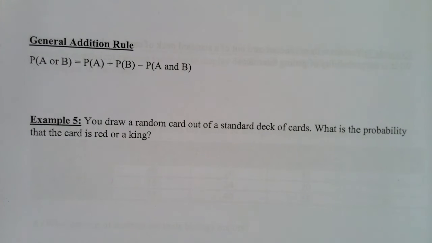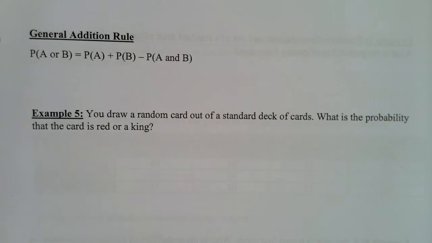All right, the next thing you have to know is what's called the general addition rule. The general addition rule says the probability of 2 events, A or B, equals the probability of A plus the probability of B minus the probability of A and B both occurring at the same time. The reason you have to do that is because if you don't subtract it out, you're going to be double counting things, which will mess up your answer.